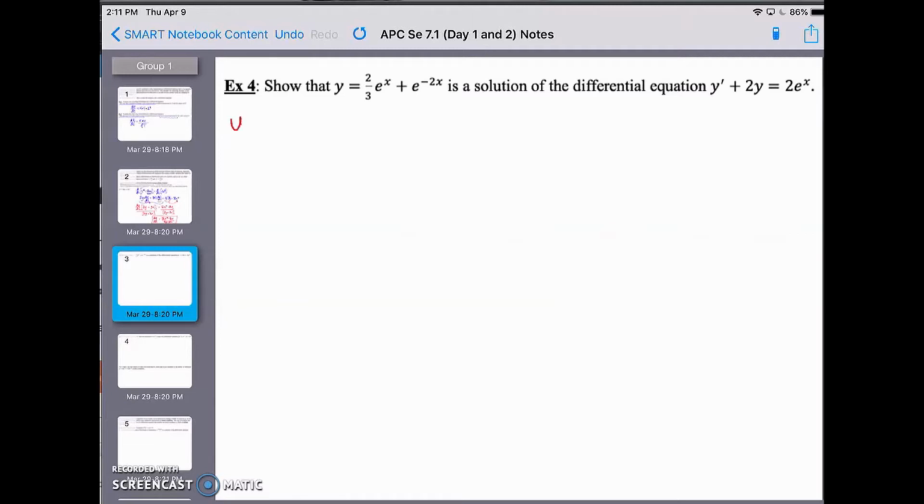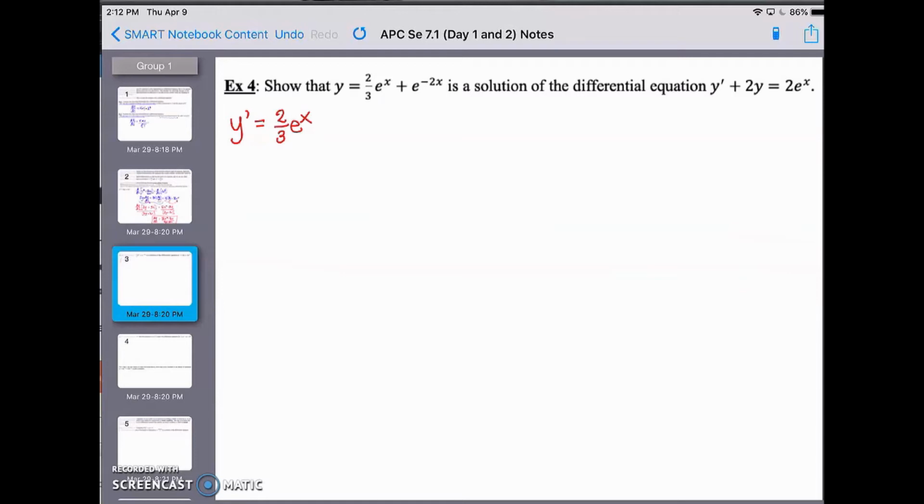So I'm going to differentiate y, and this time I'm going to call it y prime because that's the notation that's used in my differential equation. So when I differentiate 2/3 e to the x, remember the derivative of e to the x is just e to the x, and any coefficient just comes along for the ride. So the derivative of the first term is exactly the same as the first term, 2/3 e to the x.